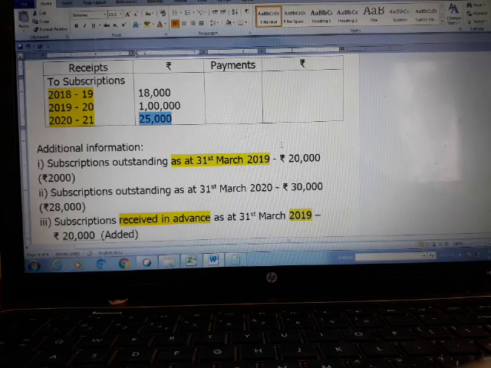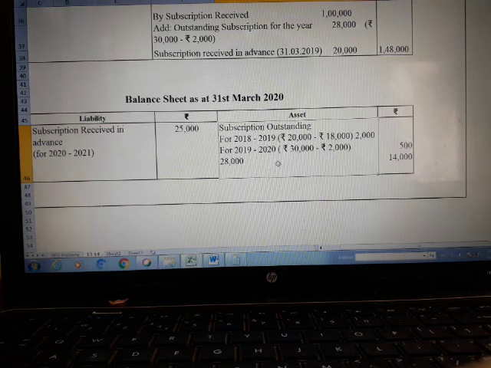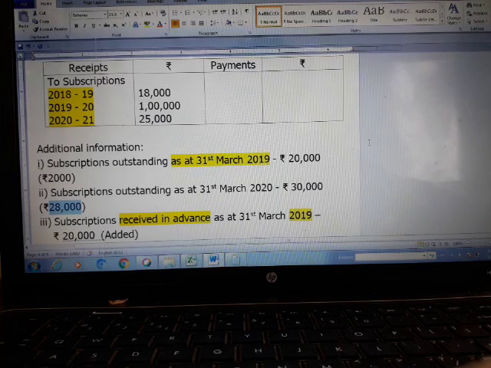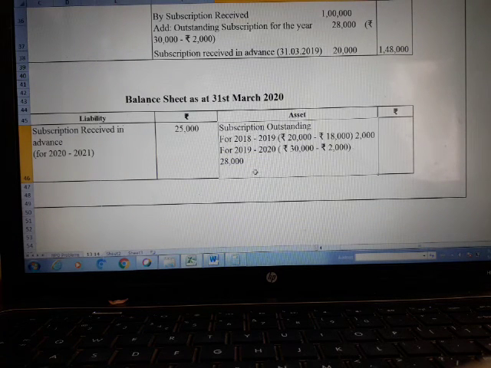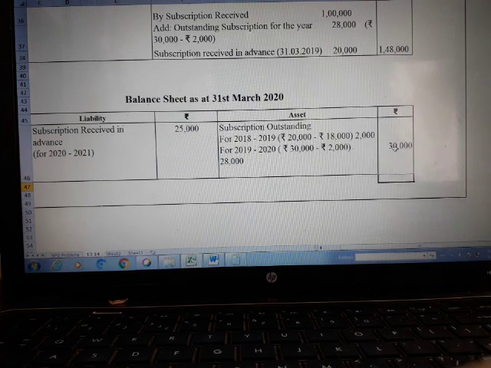Similarly, I am moving on to my asset side. I have got outstanding subscription. Correct. Current year outstanding subscription is 28,000. That should also be taken to my balance sheet. So I have taken here, for 2019-20 outstanding subscription, an amount of 28,000. Able to understand? At the same time, I have also taken up the amount of the previous year. In that 20,000, after receiving 18,000, there is still 2,000 rupees balance. So that 2,000 is also taken over here. So altogether 30,000 rupees is further outstanding. So overall outstanding in the subscription is still 30,000 rupees.